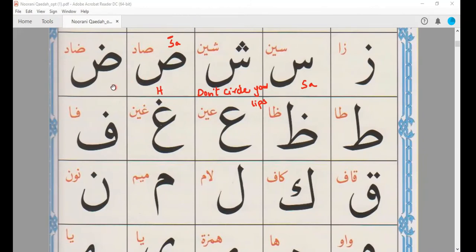Dod is pronounced from either one side or both sides of the tongue, pressing against the upper molars and premolars, both of them. So on either side or both sides. Dod, dod.